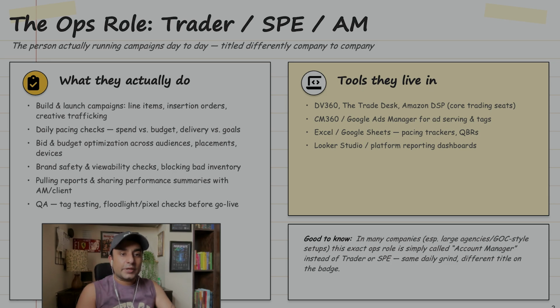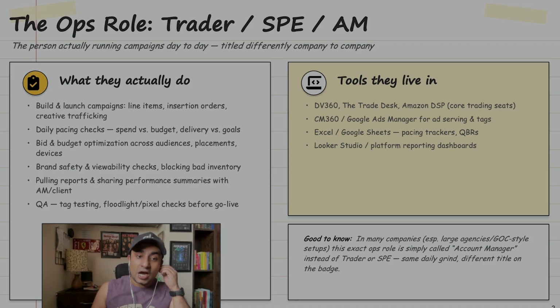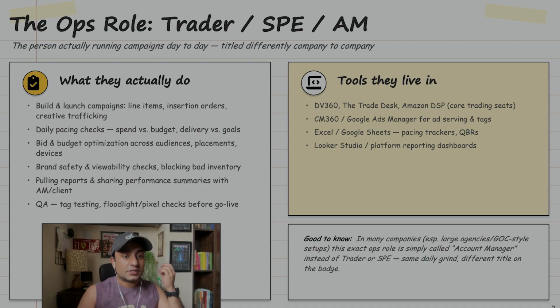Then bid and budget optimization across audiences, placements, and device types. So these are like optimization roles and responsibilities. They are doing the checks on how different audiences are performing and how close we are to the goal and what optimizations need to be taken care of to achieve those goals in time. Then checking brand safety and viewability, blocking bad inventory, pulling reports, and sharing performance summaries with AMs and clients.